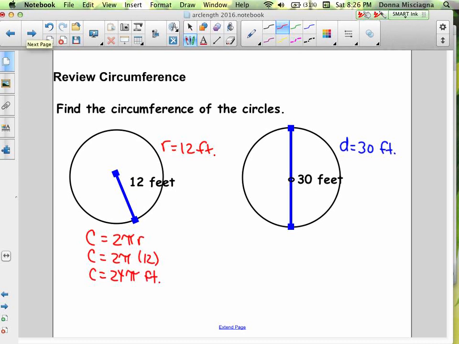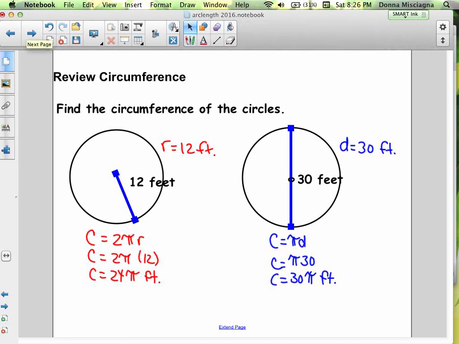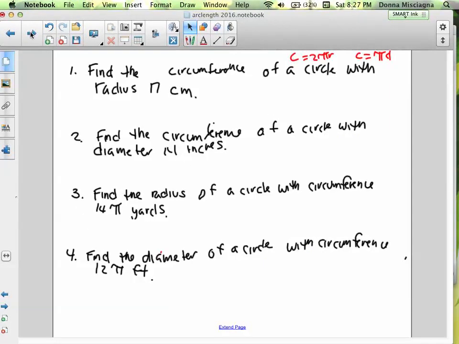Let's try the second one. In the second one, I know the diameter, so I should use circumference equals pi times diameter. And once you plug in for D, you're done. So circumference equals 30 pi feet. Just replace diameter with the diameter of the circle, and you're done. Not too difficult, right, to find the circumference given the radius or diameter.